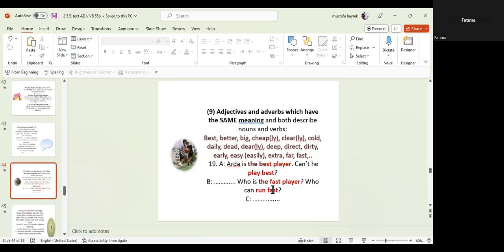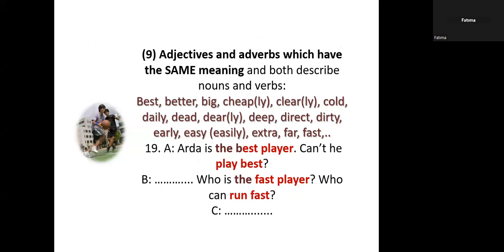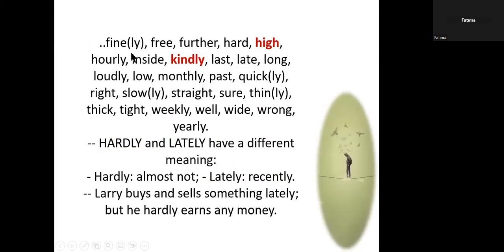So Nadir is the fast player, but Murat can run fast. Now, there is no need to use "but". Nadir is the fast player, as an adjective. Murat can run fast. Yes, these are also possible. These are also similar to them: fine, finally, free, further, hard, high, hourly, inside, kindly, last, late.